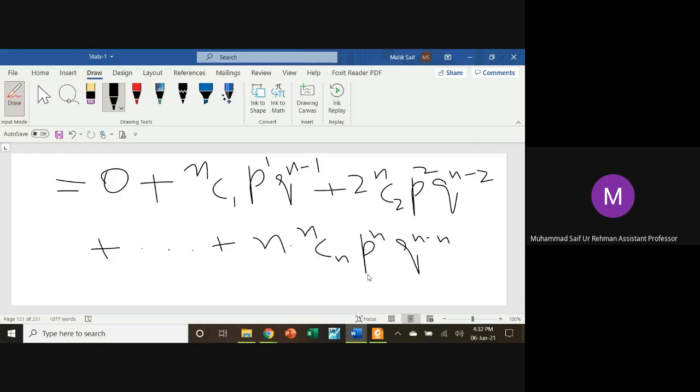Okay. So now nCn will equal 1. q power n minus n will become q power 0, which is equal to 1. So what will be the answer? np^n will be the answer. np^n will be the last term.